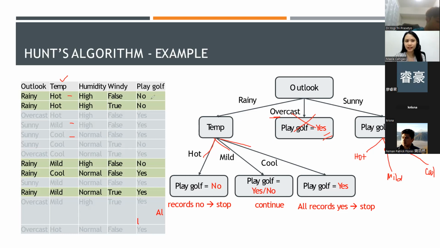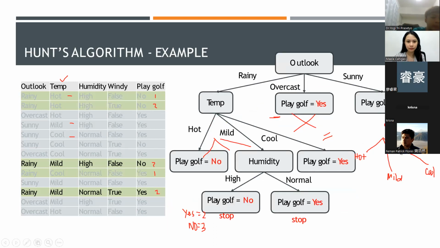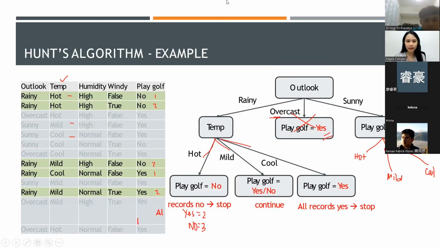So for hot, let's say we're going to count how many yes and no's for hot. We have one, two, three. So no would be three, and then yes would be one and two. How about for mild? For mild, let's count this again. One yes, two yes, three yes. So we have three yes for mild.